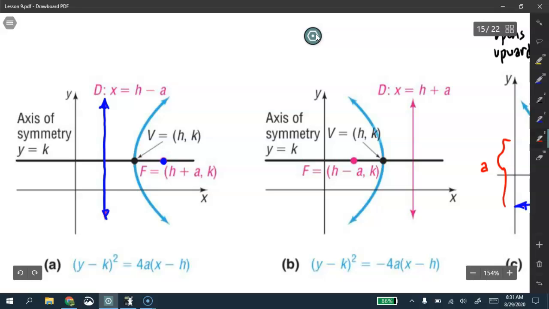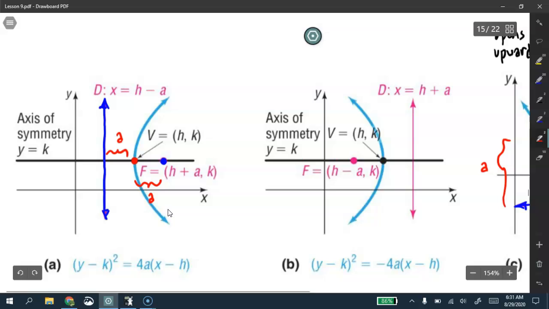And the logic still applies that you look at where the vertex is, and if you count the number of units, that's a units, behind the vertex is the directrix, and a units in front of the vertex is still the focus. All right, so if the parabola opens towards the right, the focus is going to be in front of that parabola, like that, right? Whether it opens left or right, it's always going to be in front. So you want to kind of keep track of that as well.